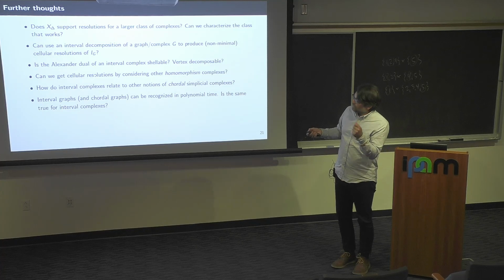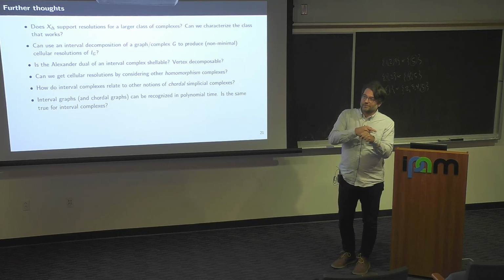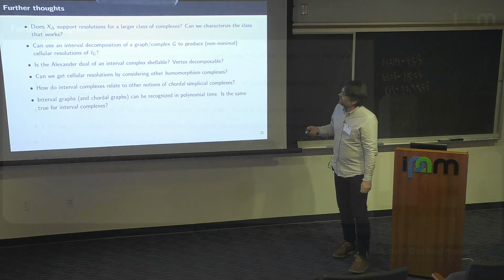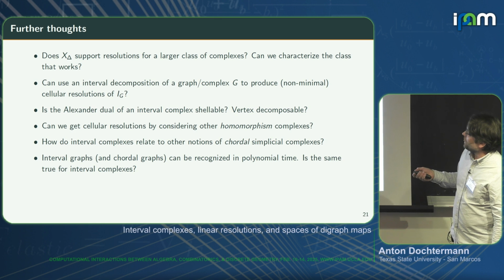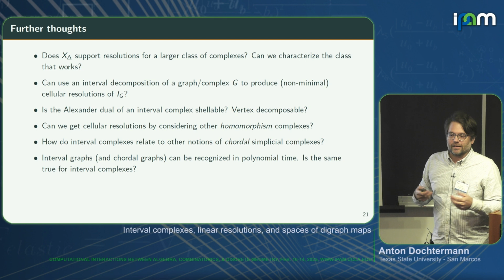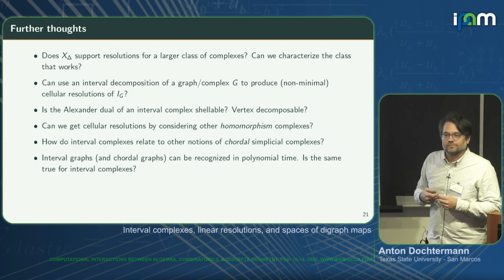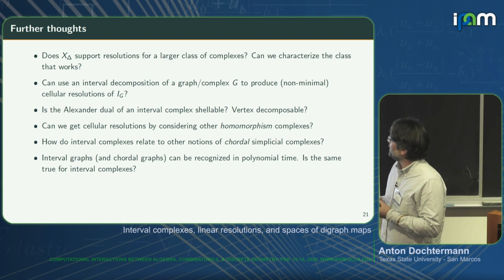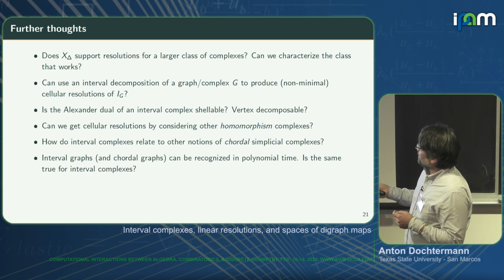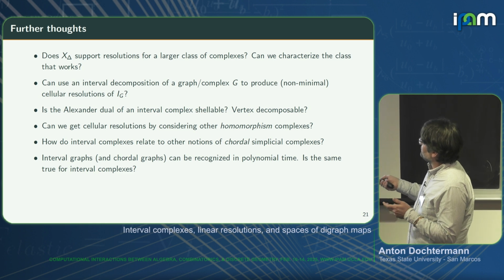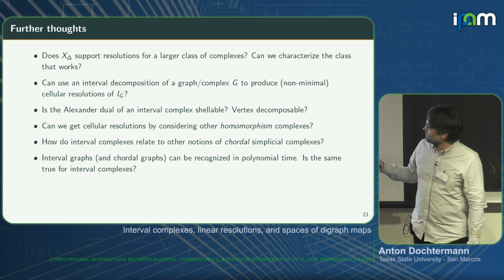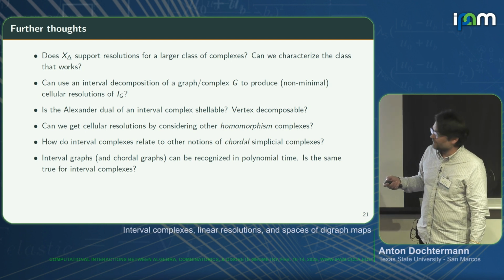Here's a question we're working on now. Is the Alexander dual of these complexes shellable? That would tell you that the ideals have linear quotients, which is a natural thing people think about. Even stronger, vertex decomposable. And then this really general question: homomorphism complexes as building resolutions. I'm trying to convince you that's interesting. And I already mentioned these interval complexes; there's a whole zoo, at least 2 or 3 notions of chordal simplicial complex, that I would like to know how they relate to these interval complexes. Maybe people know.